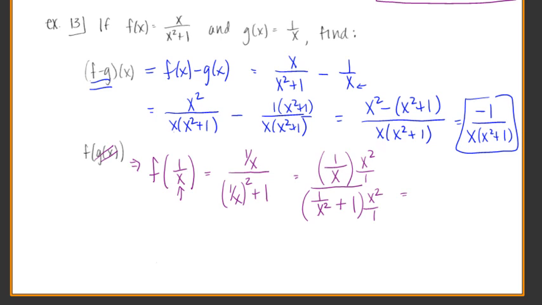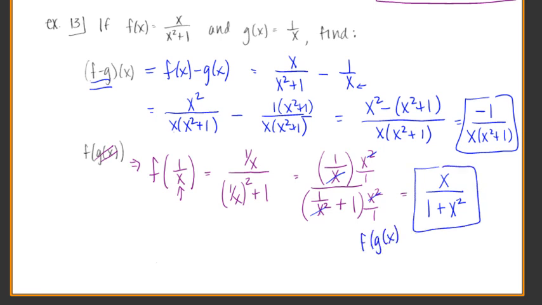What's going to happen here is the x is going to cancel with one of those x's, just leaving me an x in the top. x over 1, which is x. And here, when I go x squared times 1 over x squared, the x squareds cancel and I just get 1. And then when I go x squared times 1, I get x squared. And there's the answer when I find f of g of x. It equals that fraction right there, and that's all we can do to it.